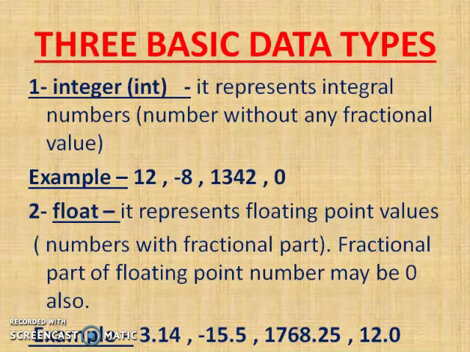The first one is integer. It represents integral number without any fractional value, or a number without any decimal value is called an integer. In the language we will write only i, n, t. int is a keyword here. And the second one is float. It represents floating point value, meaning a number with the fractional part or decimal part. The fractional part of a floating point number may also be 0. Now here are some examples. You can see these are the examples with the decimal values.